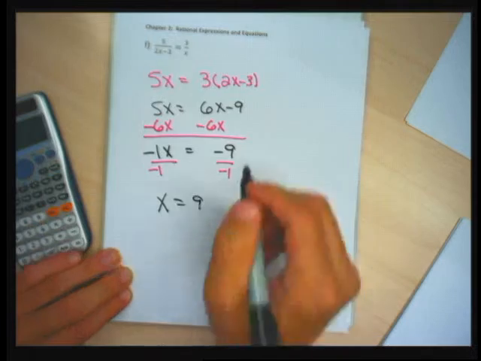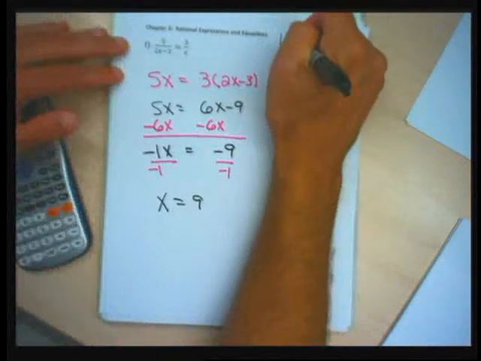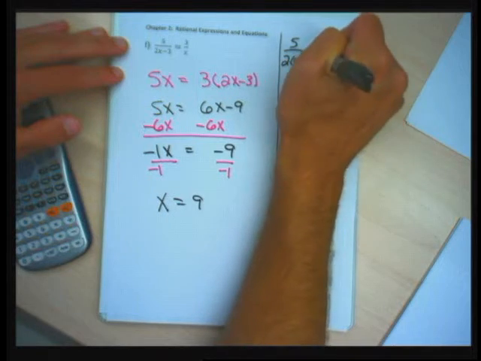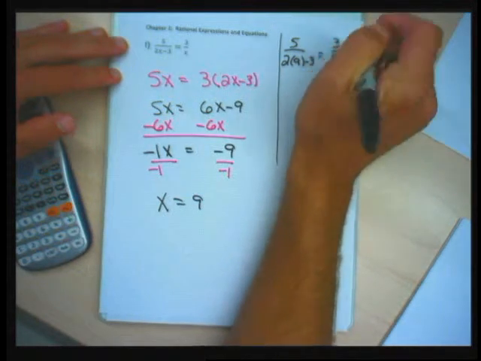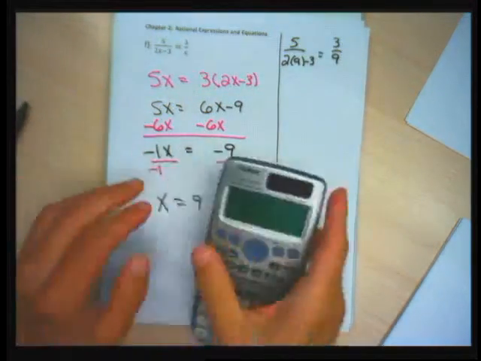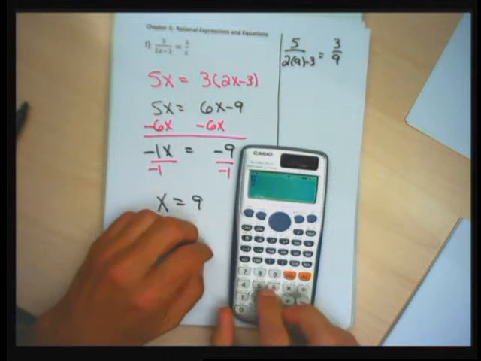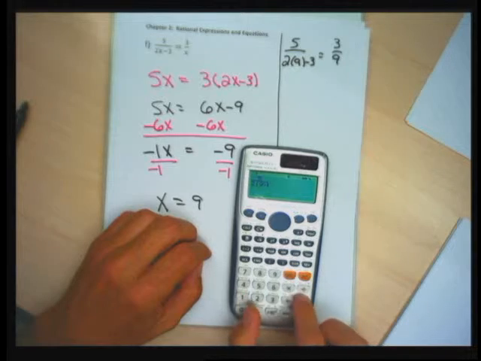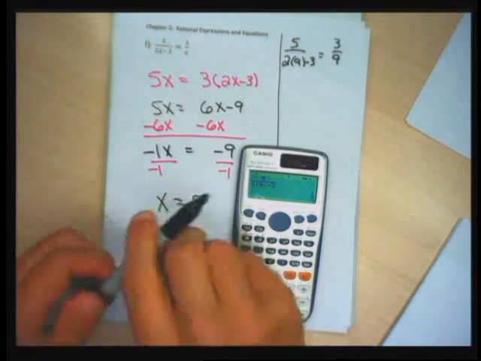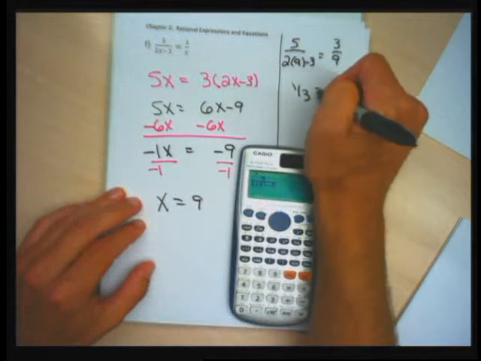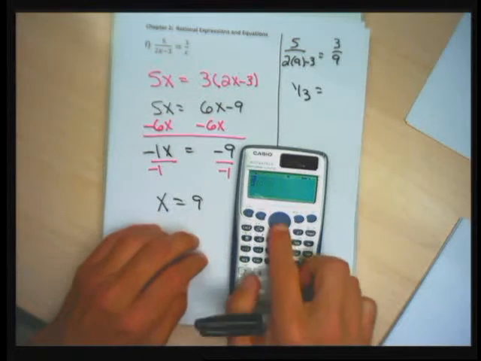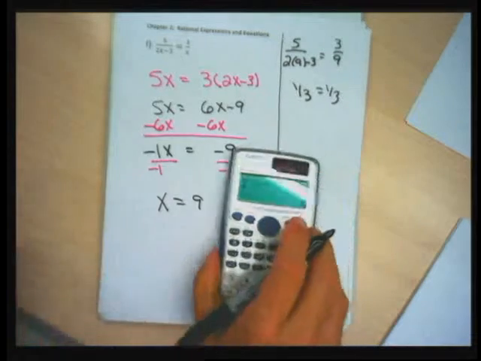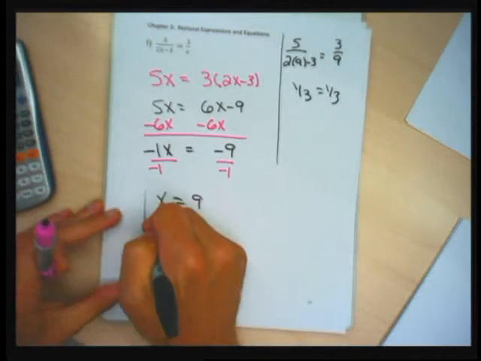I'm going to check it by going 5 over 2 times 9 minus 3 and see if that equals 3 over 9. So left side, fraction 5 over 2 times 9 minus 3. Left side reduces to 1/3. Right side, 3 over 9. That also reduces to 1/3, so I know my answer is correct.